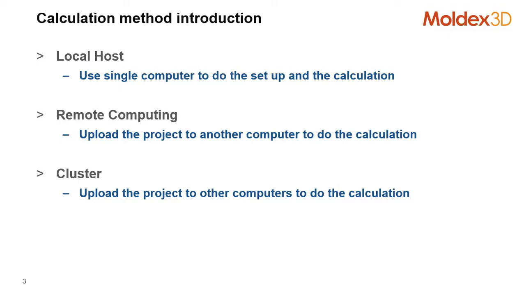So here are the calculation methods we have. First, we have the local host, which uses a single computer to do the setup and the calculation. Second, we have a calculation method called remote computing, where you can upload the project to another computer to do the calculation. The third calculation method is the cluster. You can upload the project to many computers to do the calculation at the same time, so you can save a lot of calculation time.